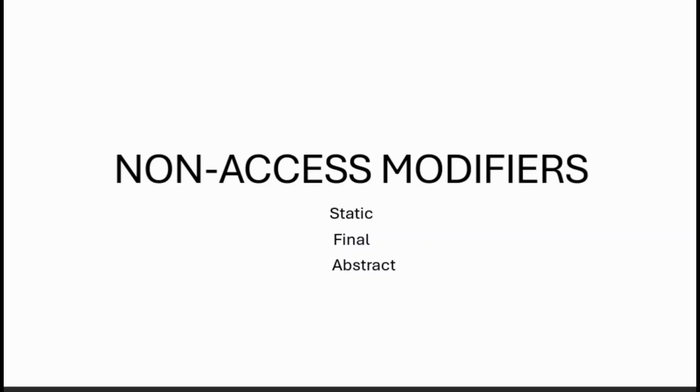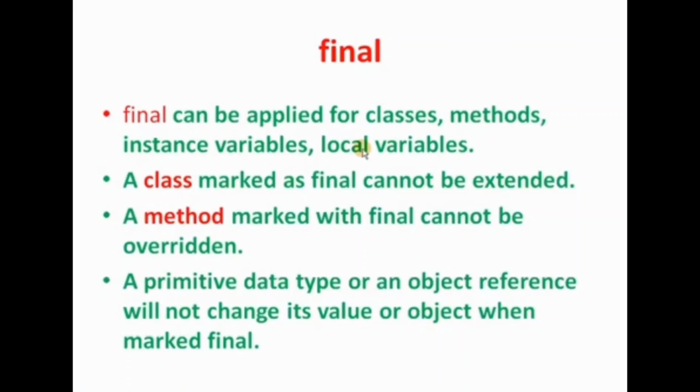And next, coming to non-access modifiers. Non-access modifiers are final, static, and abstract. Final can be applied for classes, methods, instance variables, and local variables. A class marked as final cannot be extended. A method marked with final cannot be overridden. A primitive data type or any object reference will not change its value or object when marked final.